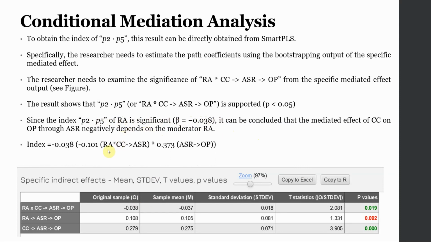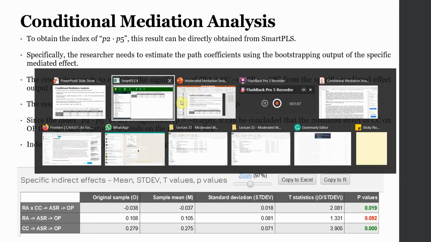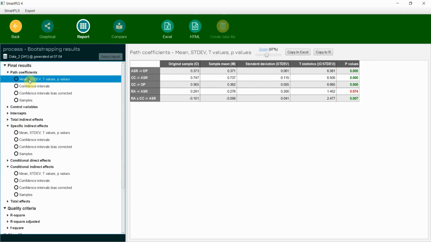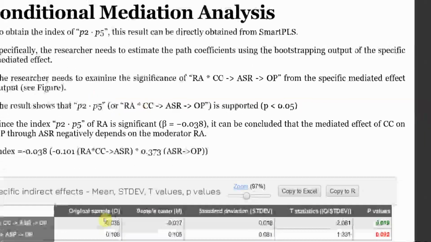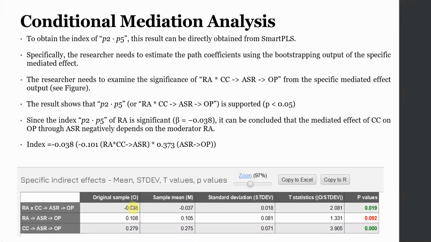How did you get it? Multiply RA into CC. That is the interaction effect on the mediator. Where is it? Path coefficient, interaction effect into mediator, minus 0.101. From mediator to DV here. So if you multiply both of these, what you will get is this value here. You can simply do it.